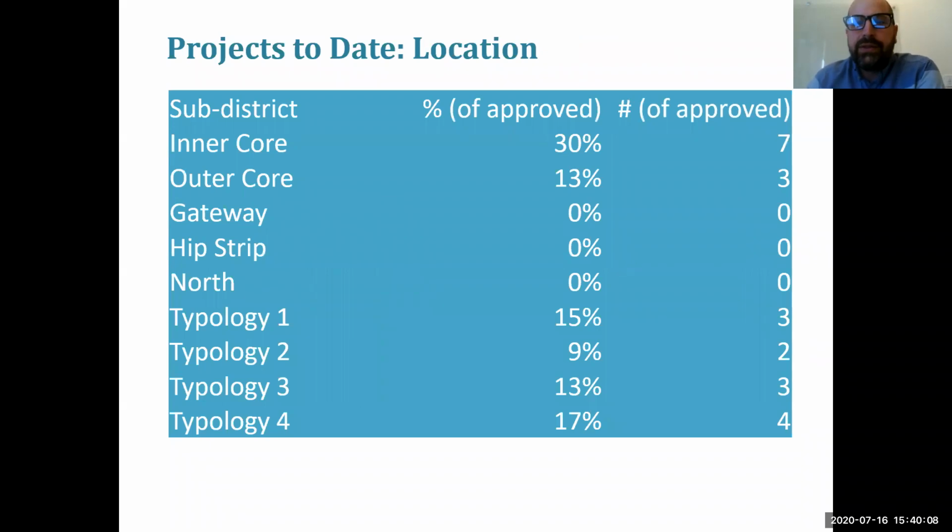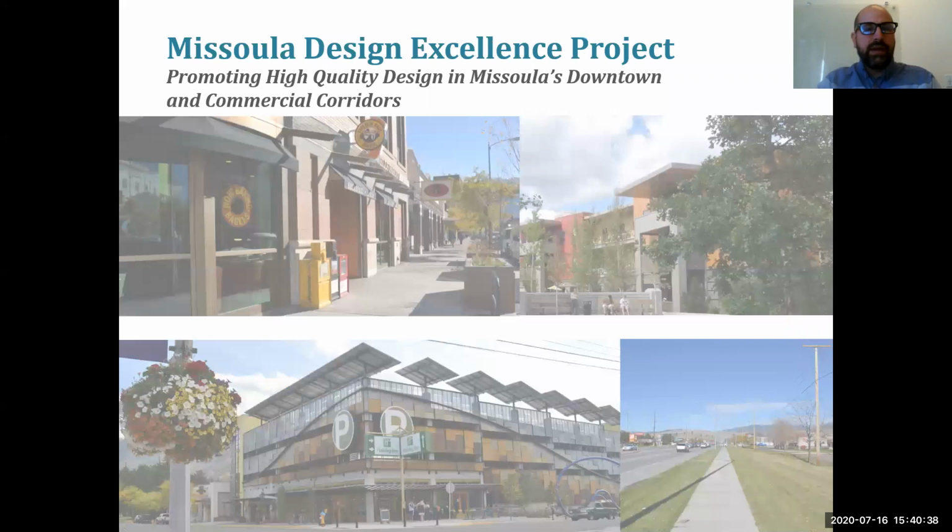And then this is just a breakdown of where these projects have been occurring. 30% of them are in the inner core. That's the downtown area. In between the inner core and outer core, almost 45% in the downtown. Some sub-districts have not seen any projects, and then they're kind of equally distributed throughout the corridors. And that's what I had in mind.